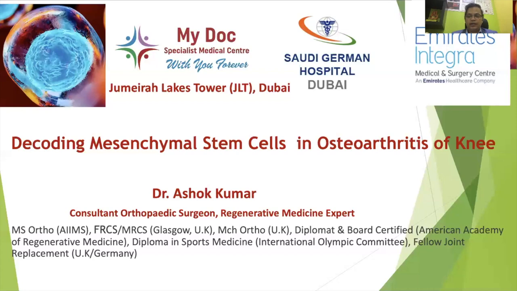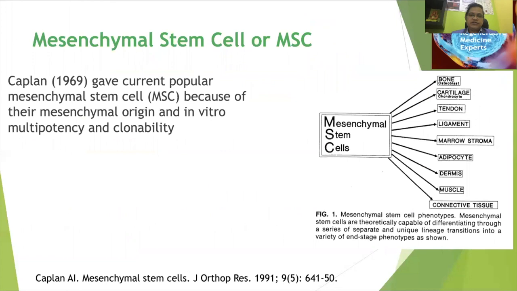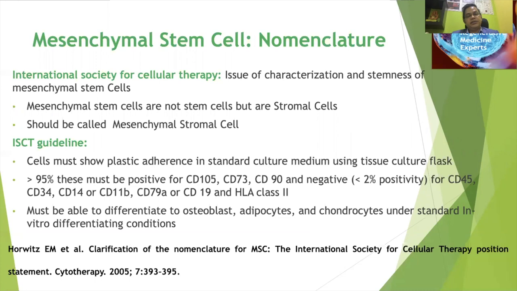It was Kaplan who in 1969 first described the mesenchymal stem cell, because he believed that it was derived from the mesenchymal tissue and it was able to divide and increase its number. It was also possible that this cell could convert into other cell types like bone, cartilage, tendon, and ligaments. Over the next few decades, the mesenchymal stem cell was extensively used, and I should say misused also.